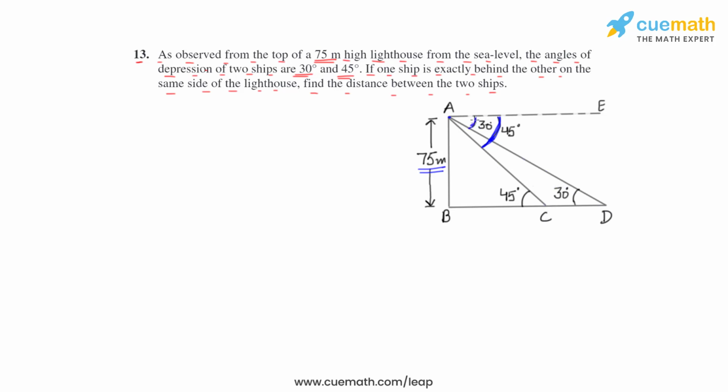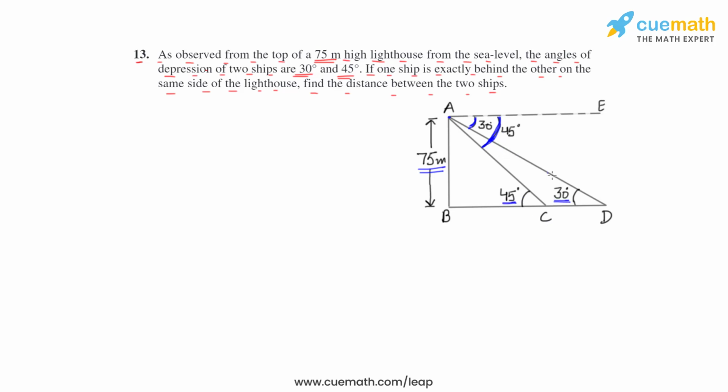This is 30 degrees. Now I have written this also as 30 degrees and this as 45 degrees, because line of sight AE is parallel to the ground, that is BD. That is why these are alternate interior angles. So this angle will also be 45 degrees and this angle will also be 30 degrees.